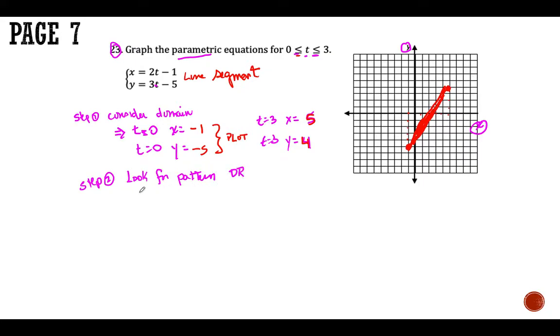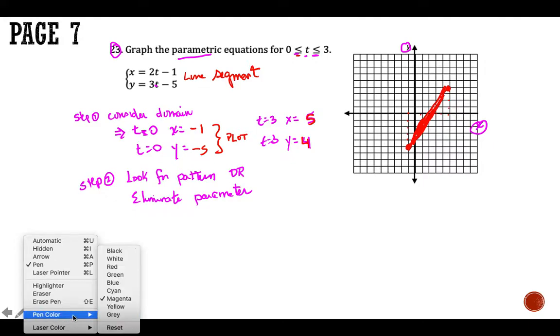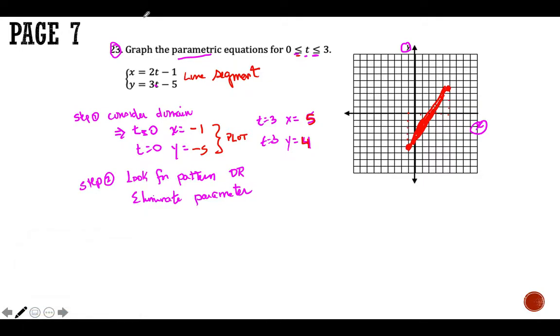Or do what we did before, which was, if you really want to know, eliminate the parameter. And if you eliminate the parameter, it can give you an idea. So even though this one didn't ask me to eliminate the parameter, let's go ahead and do that. This time, it doesn't matter, these are easiest to do, right? So if I get t by itself in the first one, t is going to be equal to x plus 1, all divided by 2. So then y would be 3 times that t, minus 5.